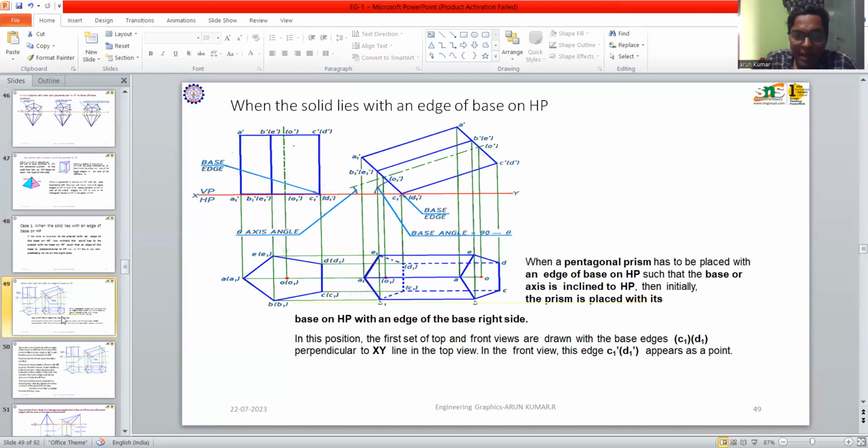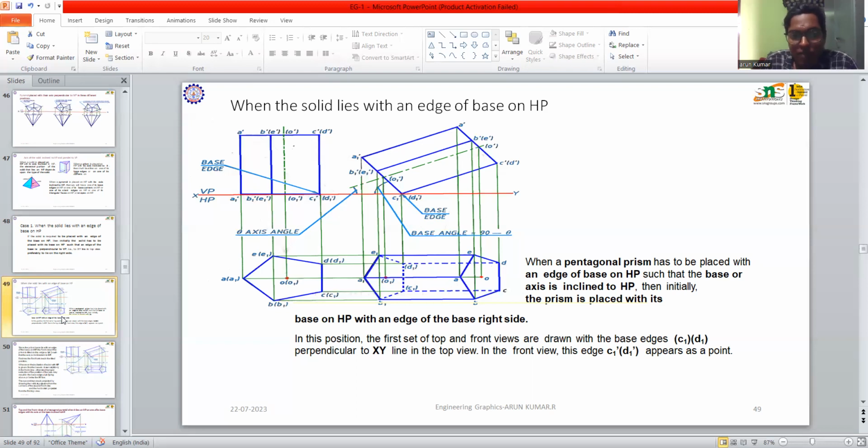After the lines are projected onto the XY line, based on the height of the prism given in the question, I have to draw the prism. After that, I have to give the names: A1 dash, B1 dash, C1 dash, and A dash, B dash, C dash. The dash represents the front view of the object, and the remaining letters A, B, C, D are called the top view of the pentagon.